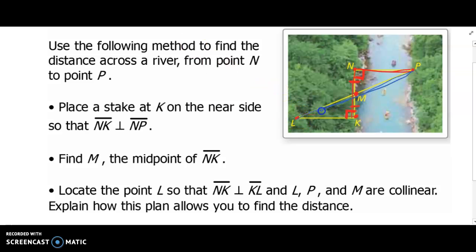Well, if these are all on the same line, and these are all on the same line, then this angle and this angle have to be congruent, so vertical angles are congruent. Explain how this plan allows you to find the distance.